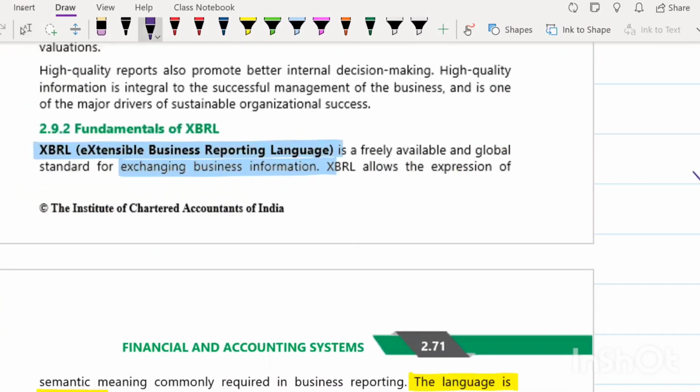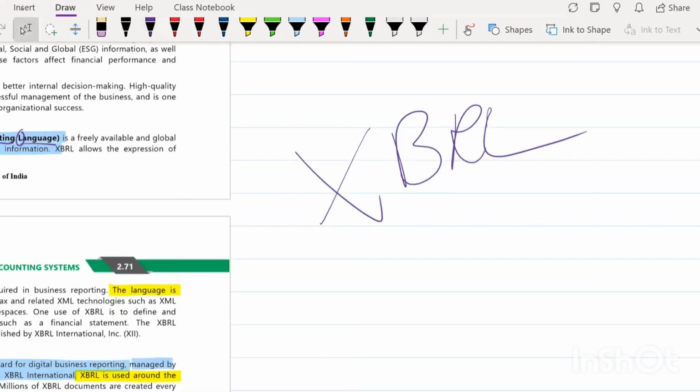Here it is written: Extensible Business Reporting Language. Extensible, here X is the second letter of extensible, and you have BRL, XBRL. Okay, yes. So now if we all can see.